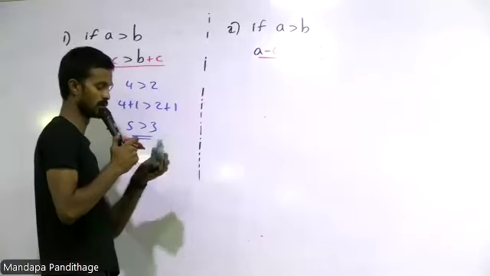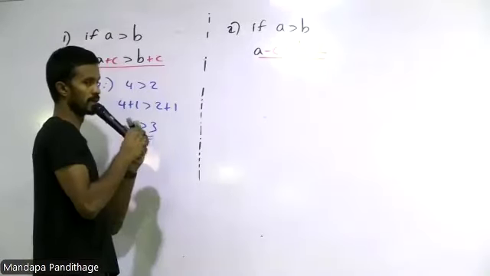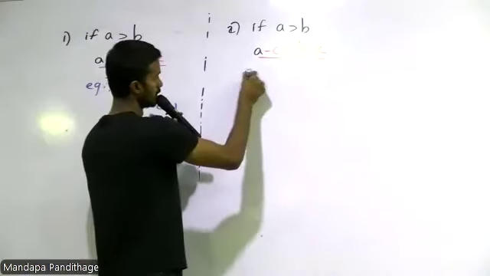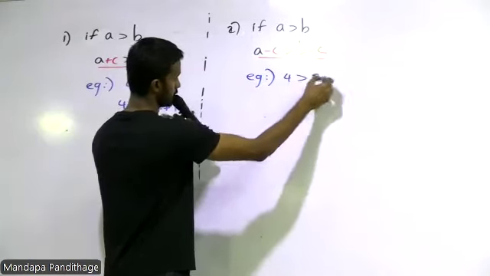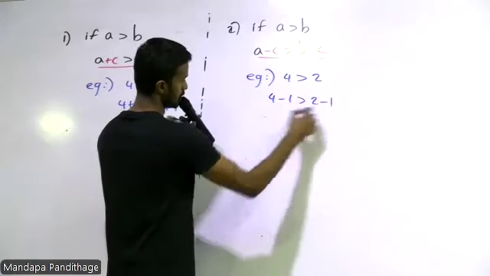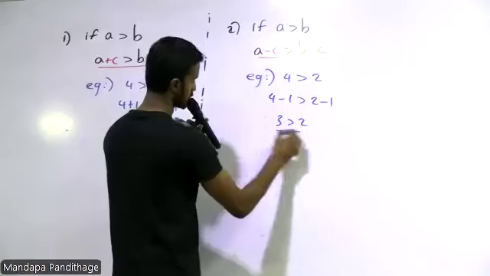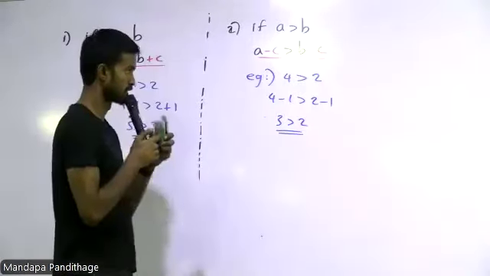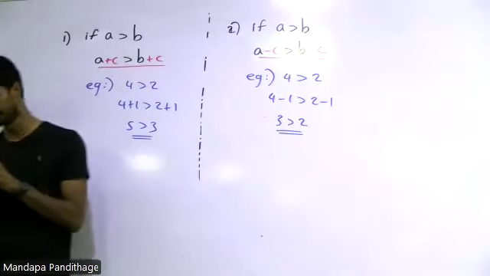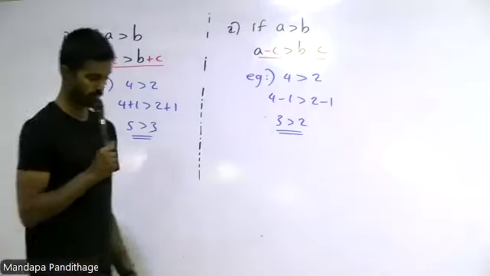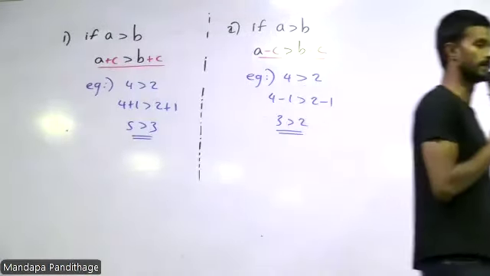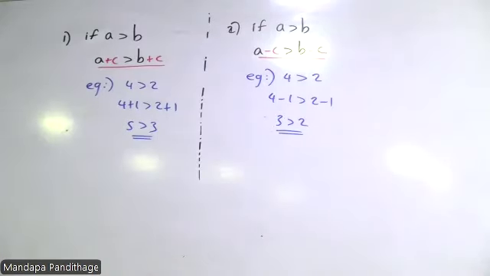Write the second rule, rule number 2: any number can be subtracted from both sides of an inequality.